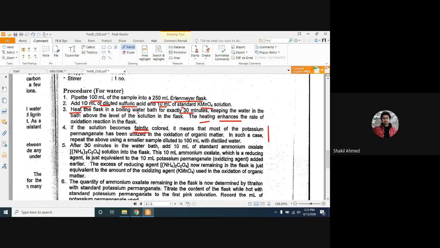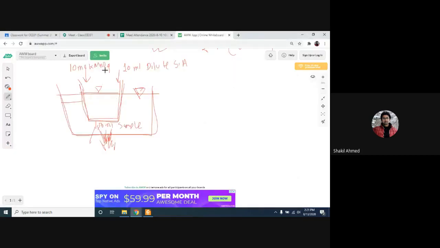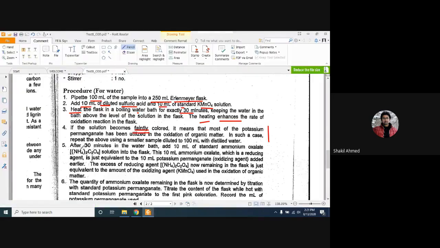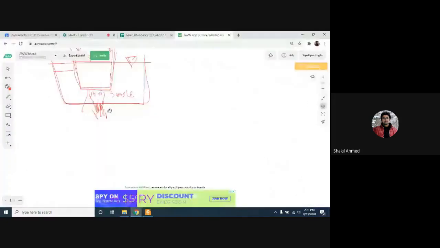For example, we have added 10 ml potassium permanganate. We have heated the sample, and after 30 minutes, add 10 ml of standard ammonium oxalate. What happens here? You have to understand this.